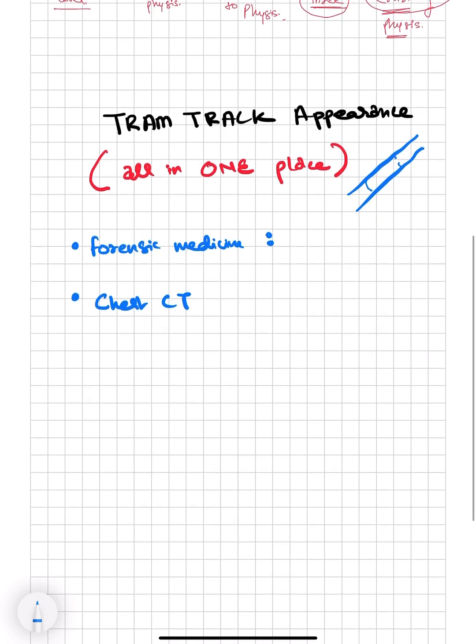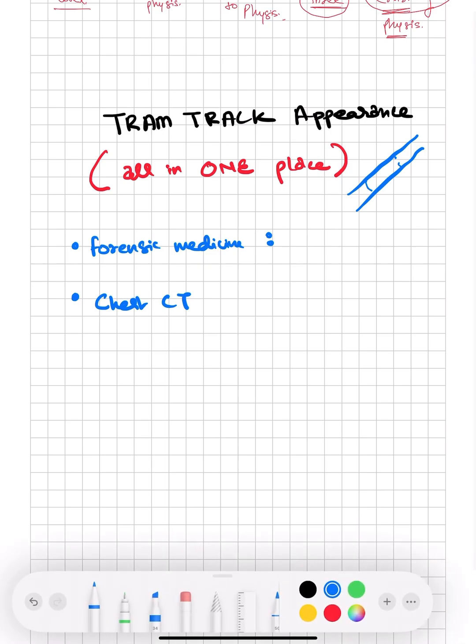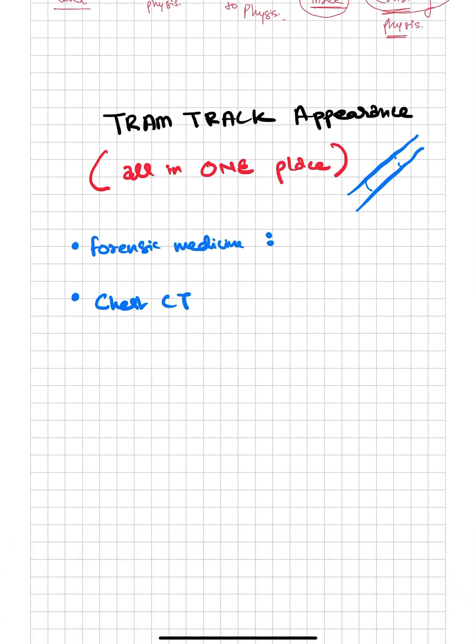So I've written the two most important ones which have been asked many times, and I think these two you must already be knowing. If you see tram track appearance in forensic medicine, this is nothing but lathi charges, and you can categorize it as none other than custodial injury. All right.